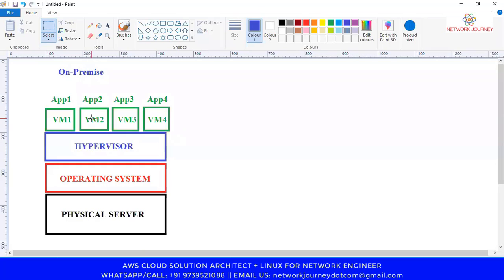But in the case of cloud, the cloud provider takes care of their data center. There is something called a region. Even I can show you one more thing. Let me show you, just wait, one minute. I'll take one diagram and explain the same.